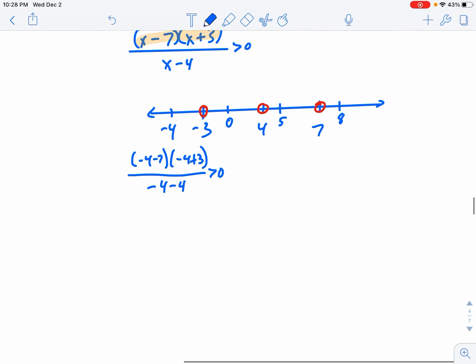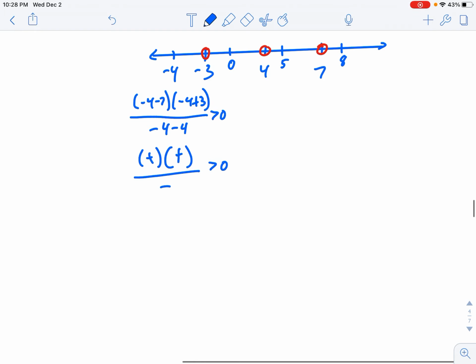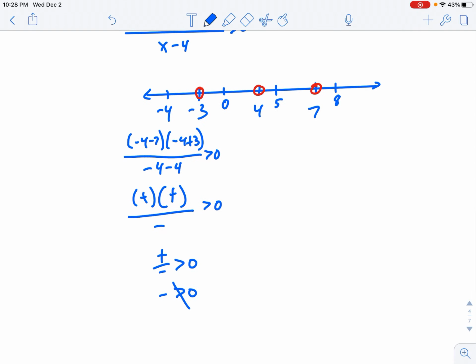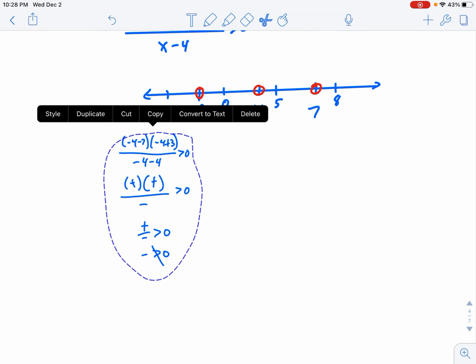Let's see, what is that? That's a negative number, not negative 1. Why do I keep doing that? That is a negative number, and that is a negative number. 2 negatives make a positive. Positive divided by negative is a negative. Is a negative greater than 0? No. Let's take the next test number. Let's shrink this, move it out of the way.